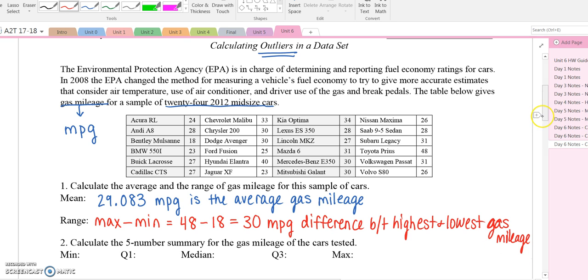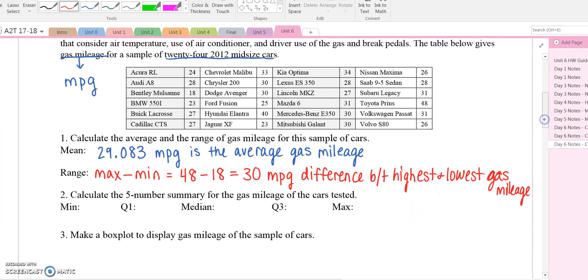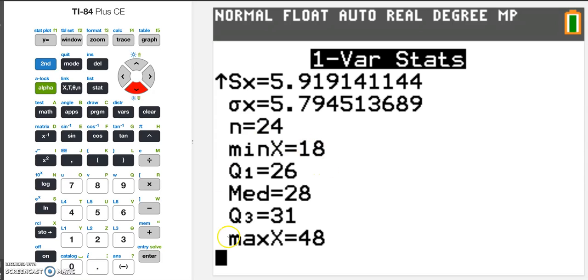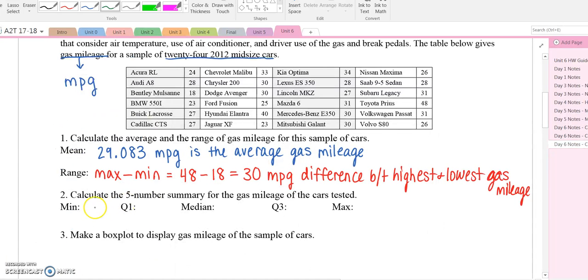Now that we've got a couple of values, we can calculate our 5-number summary, which should again come from our calculator. If you scroll down, you should be able to see all 5 numbers. They're right here: 18, 26, 28, 31, 48.